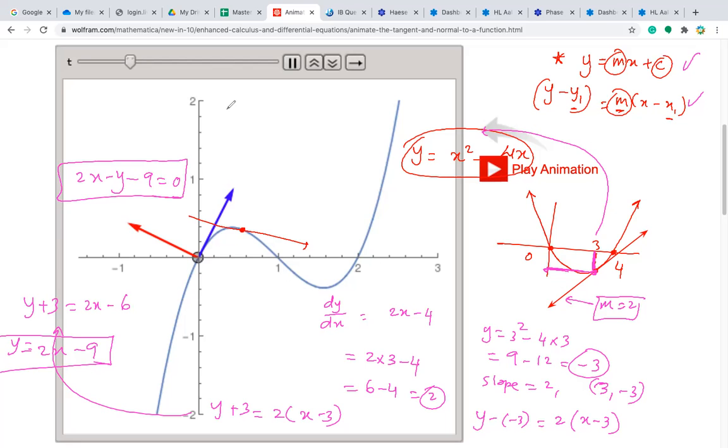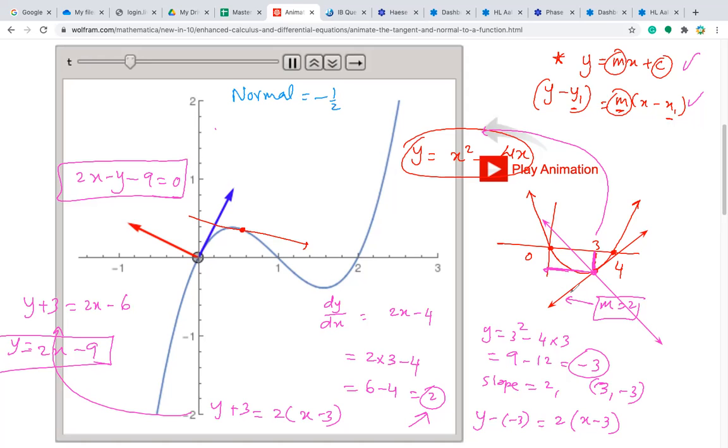Now, what would have been the course of action if I had to find the equation of the normal? The normal is going to be perpendicular to this tangent. As we know, the tangent and the normal are mutually perpendicular. So the slope of the tangent we got is positive 2, and the slope of the normal will be negative half.